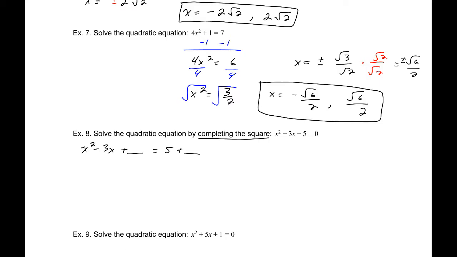So we'll start with negative 3, and we'll divide by 2. So that'd be negative 3 over 2. And then squaring that would be 9 over 4. 9/4 is what we're going to put in this blank that I've drawn here.